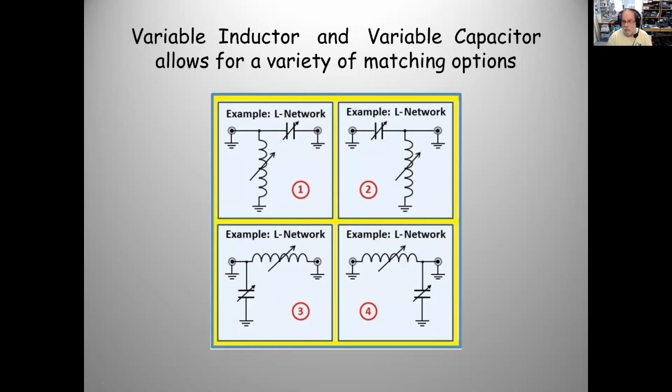Why might I want one of these? Then I can match any antenna to any radio, almost. And it's really not that expensive. But I need to turn the dials until what? Till my radio's happy. You can build this for 10 bucks. You can buy them for a couple hundred. But they're basically the same thing.